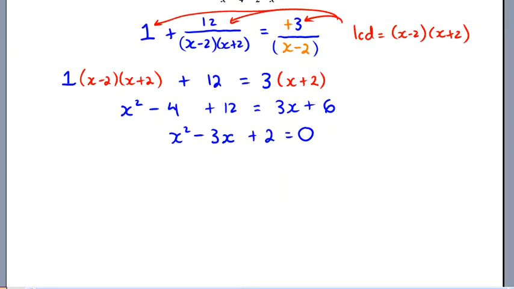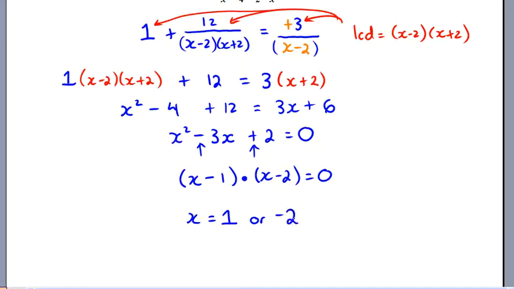Okay, zero product rule. It doesn't help me when there are minuses and pluses in here. I can't really see the answer. But if I can factor this thing and get it to say x minus 1 times x minus 2 is equal to 0, I now have two things multiplied together to make 0. It's got to be one or the other. So I can say, all right, here are my answers. My solutions, my roots are 1 or negative 2.